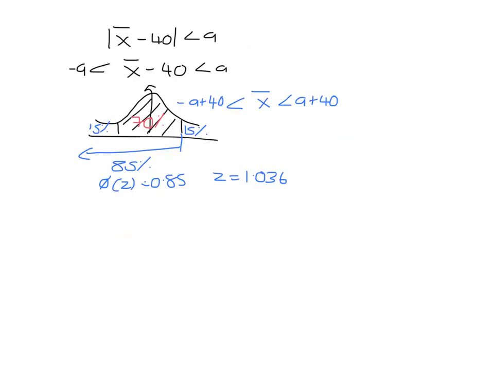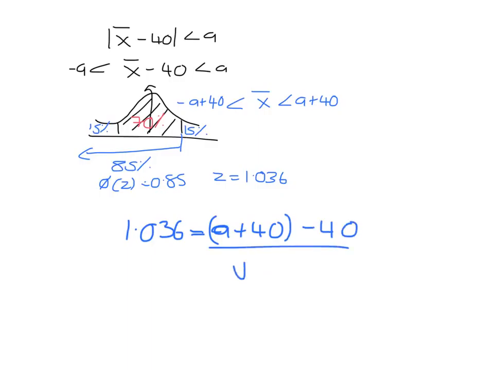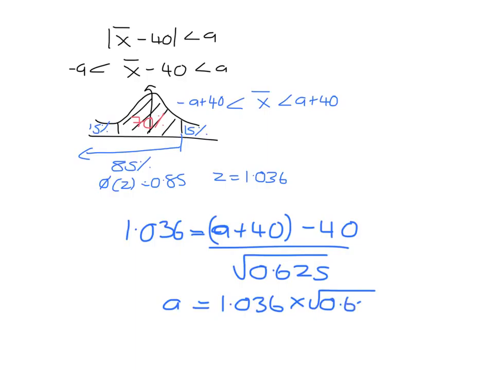So remembering that the z value is equal to the x value minus the mean divided by our standard deviation, the 40 cancel one another out, and I'm left with a is 1.036 multiplied by the square root of 0.625, which is 0.819.